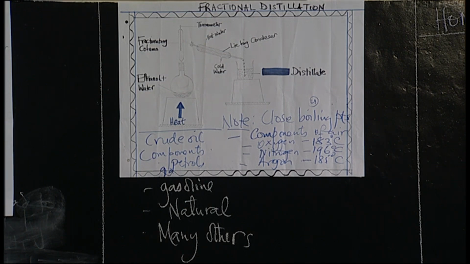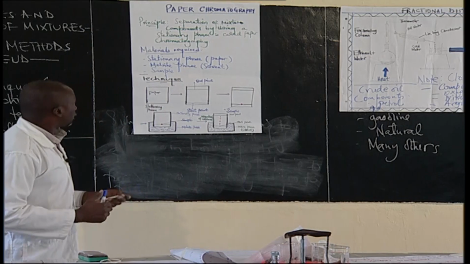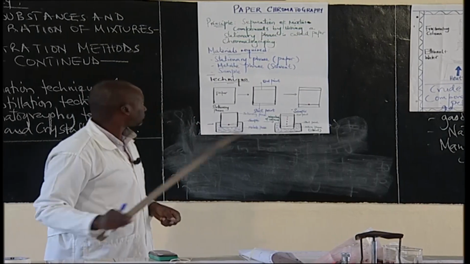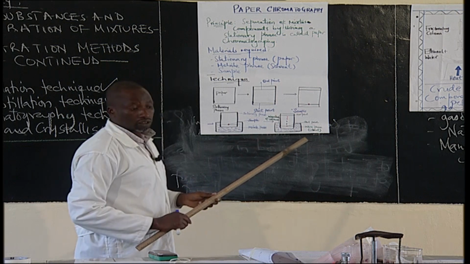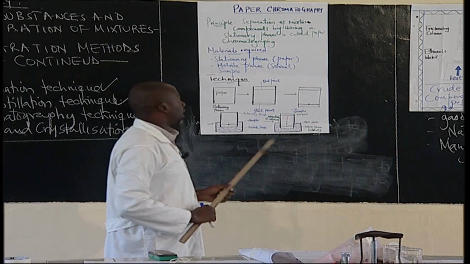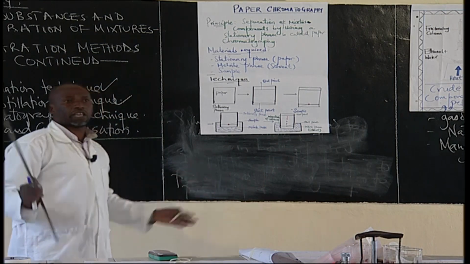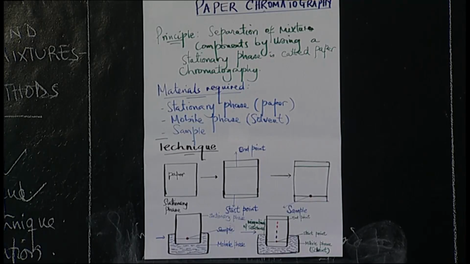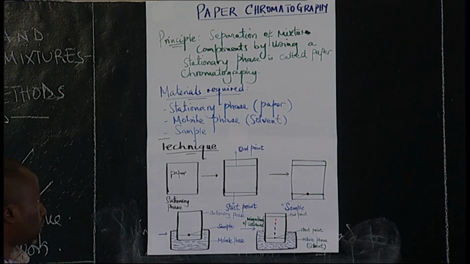So this is paper chromatography. This is the separation method, separation of mixtures by using a stationary phase, and that is what we call chromatography, here paper chromatography. We have different types of chromatography, but we are going to look at only one, which is paper chromatography.